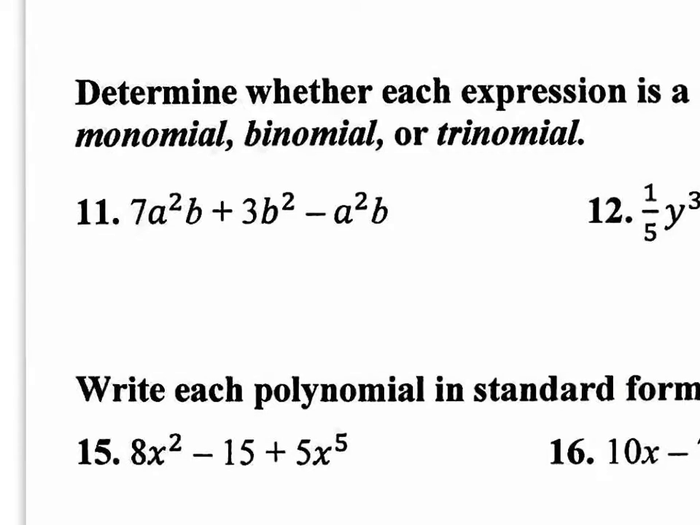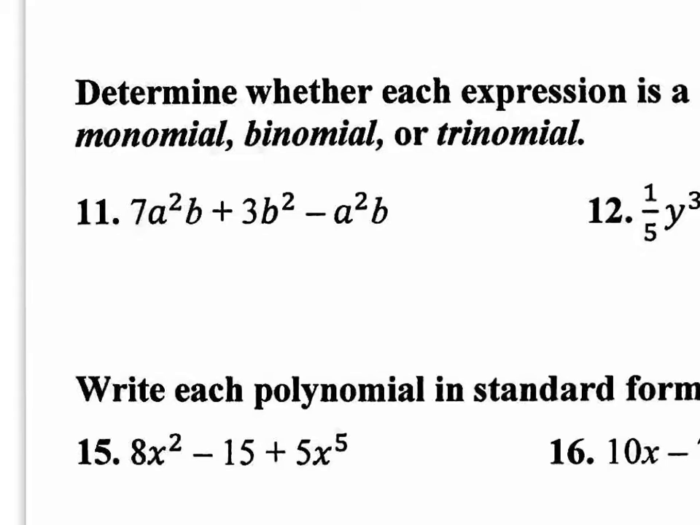Okay, so on number 11, let's classify it. First of all, is there anything you could do with this guy and this guy? Could you add 7a squared b plus 3b squared? Could you combine those? You cannot. Why not? Because they're not like terms, right?